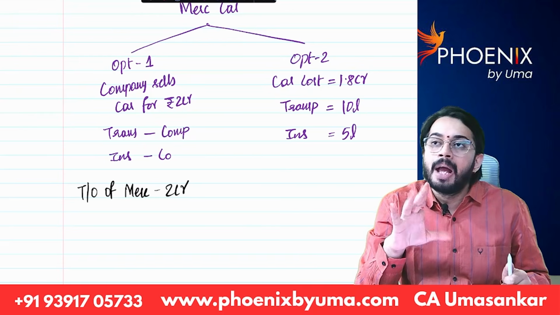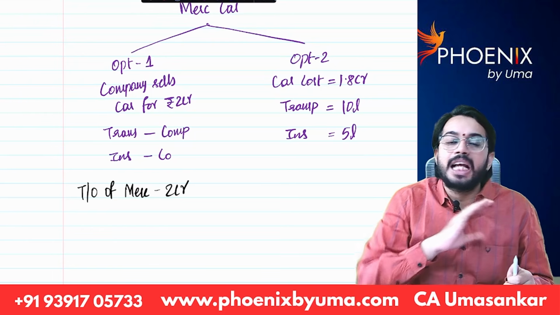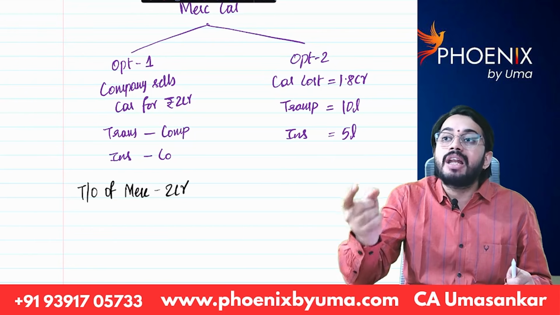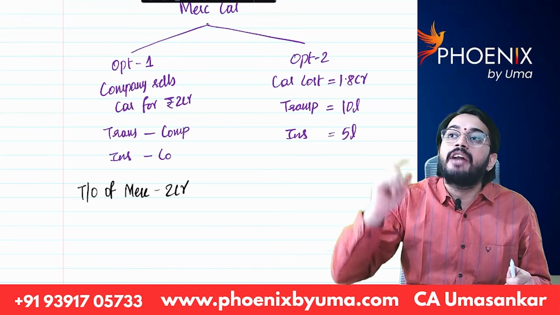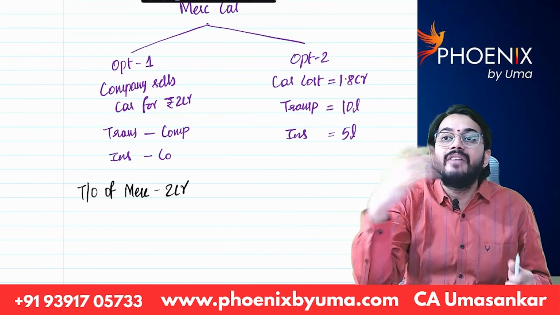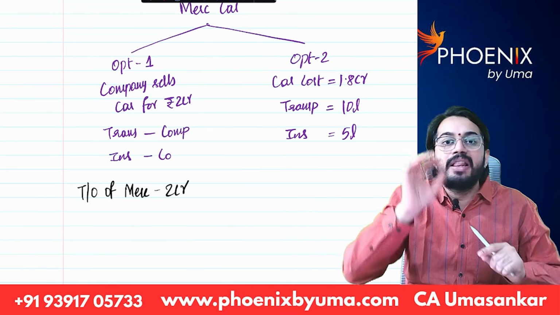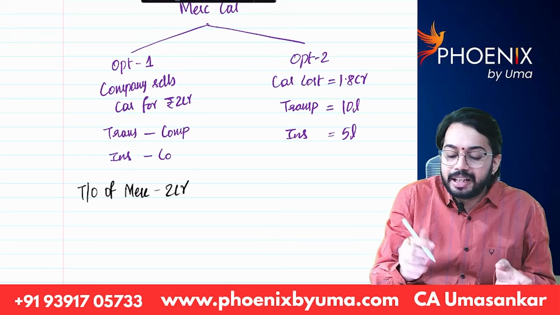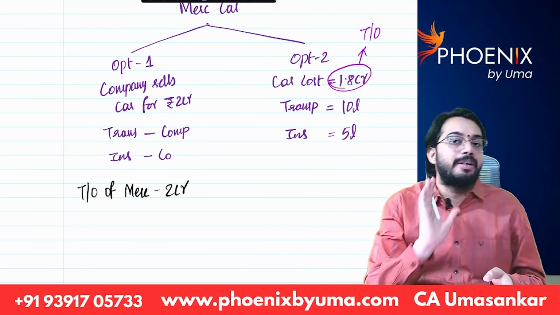That means what? Mercedes paid for transportation 10 lakhs. Mercedes paid 5 lakhs to the insurance company. Whatever the expenditure incurred by Mercedes for transporting the car from Germany to India, that expenditure is reimbursed by me. Whenever I reimburse the expenditure and it is clearly mentioned in the invoice, in that case, only 1.8 crores will be taken as turnover. Are you able to understand?